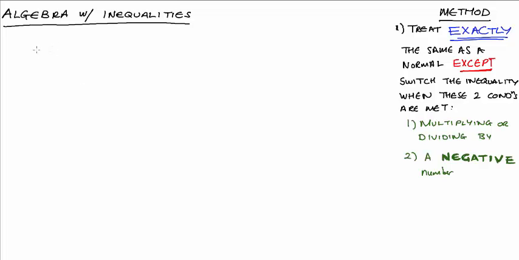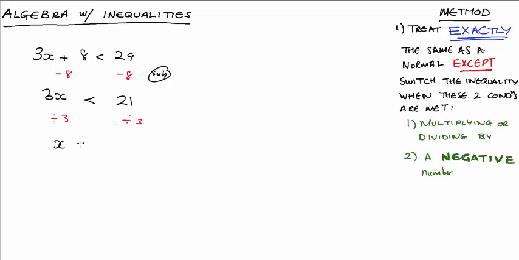Okay, so let's have a look at this question. It's 3x plus 8 is less than 29. Let's imagine we're solving it as if this was an equals. The first thing I'd do is take away 8, which gets me to 3x less than 21. Because I've subtracted, I'm definitely not going to switch the sign. The next thing you do is divide by 3. I've divided by a positive number, so don't bother flipping the sign. There you go, x is less than 7.